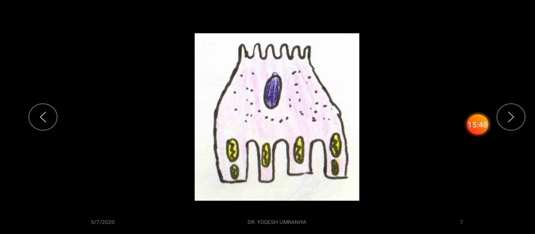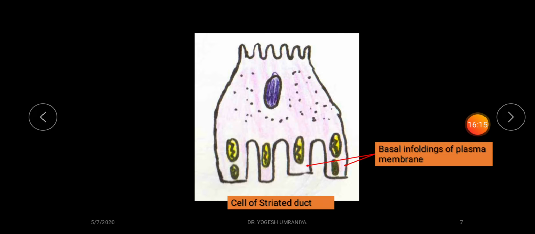In the next slide, we will see this single cell that is forming the wall of the striated duct. This is particularly the cell of the striated duct. We are going to understand why this duct is known as the striated duct. Now, in this cell at the top level, this is the luminal aspect of this cell. This is the basal aspect. On the basal aspect, you can see foldings of the plasma membrane, basal foldings of the plasma membrane that you can see here.